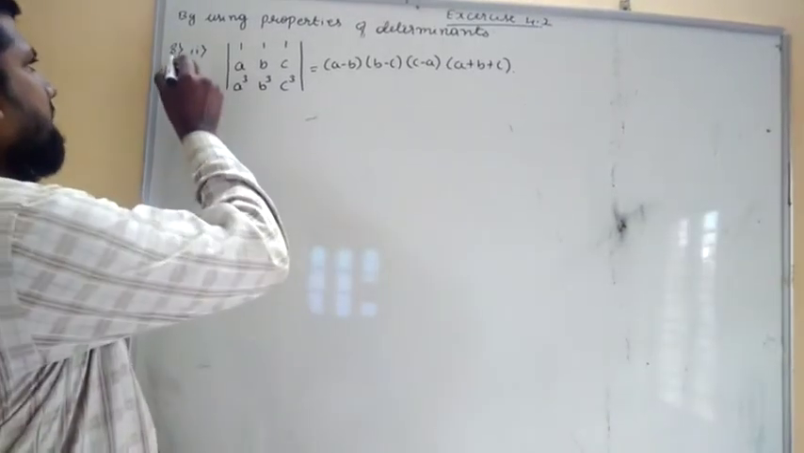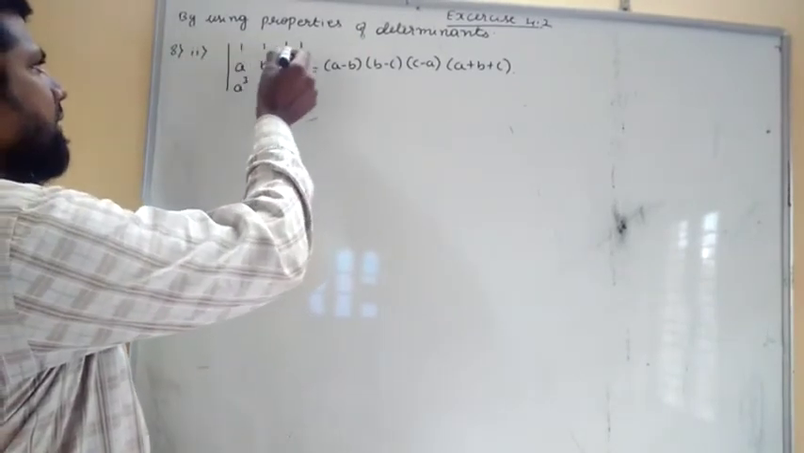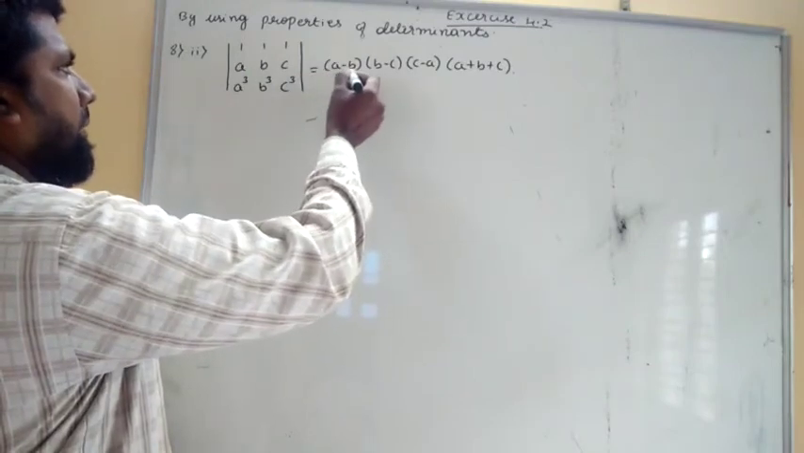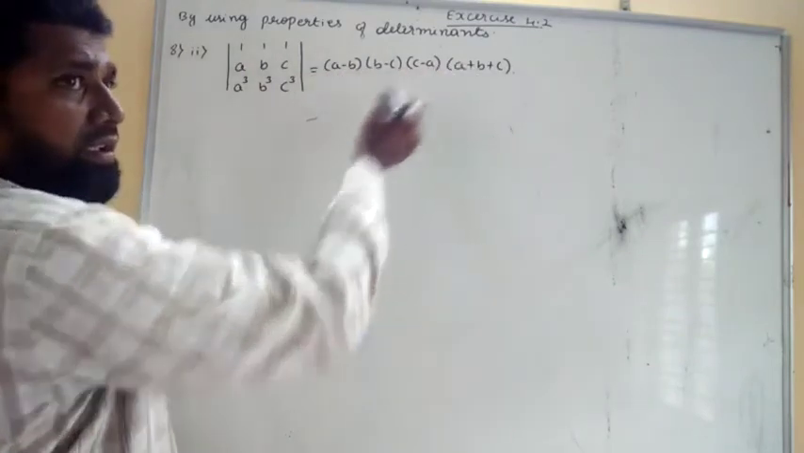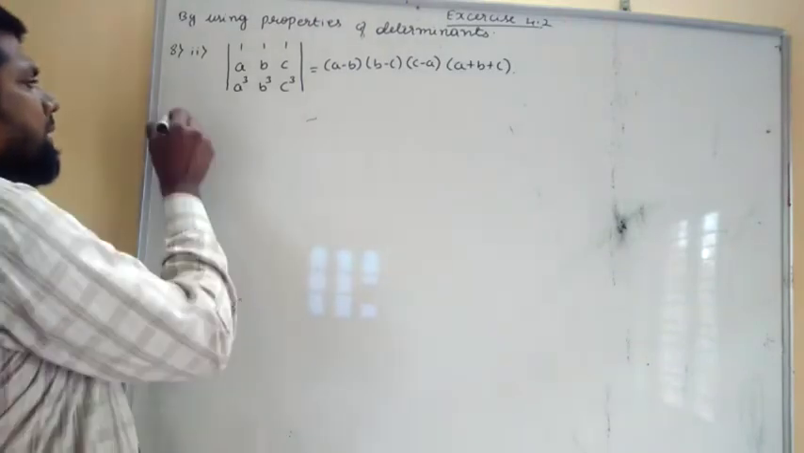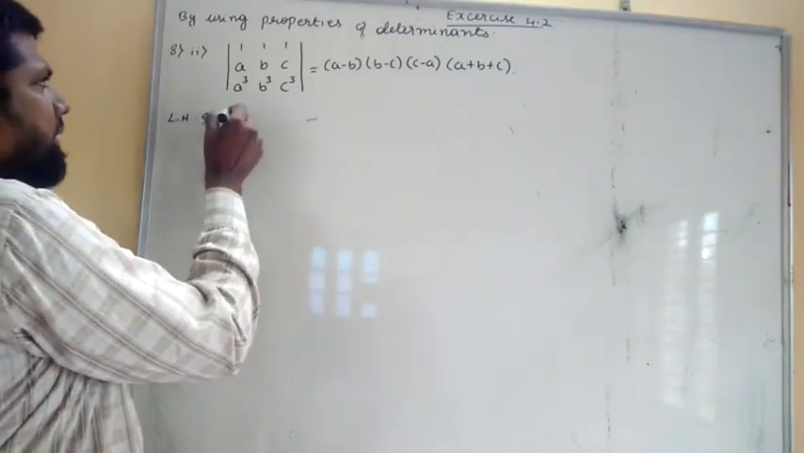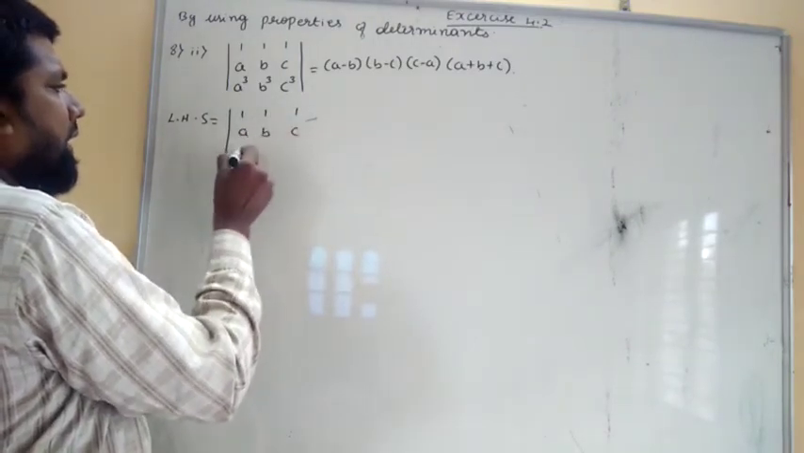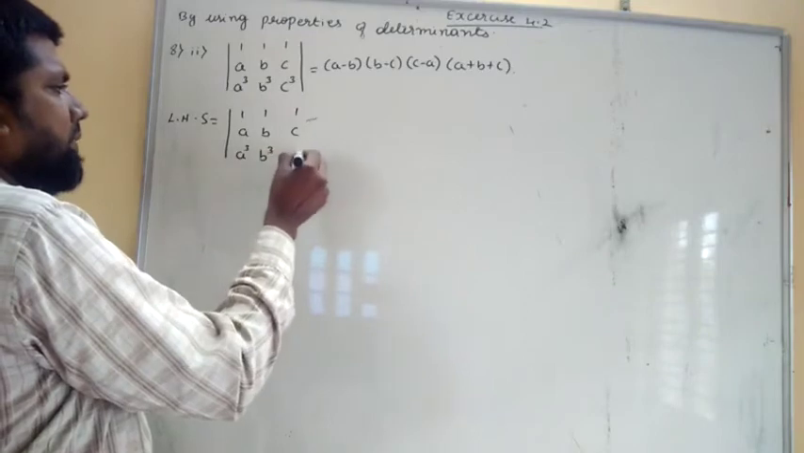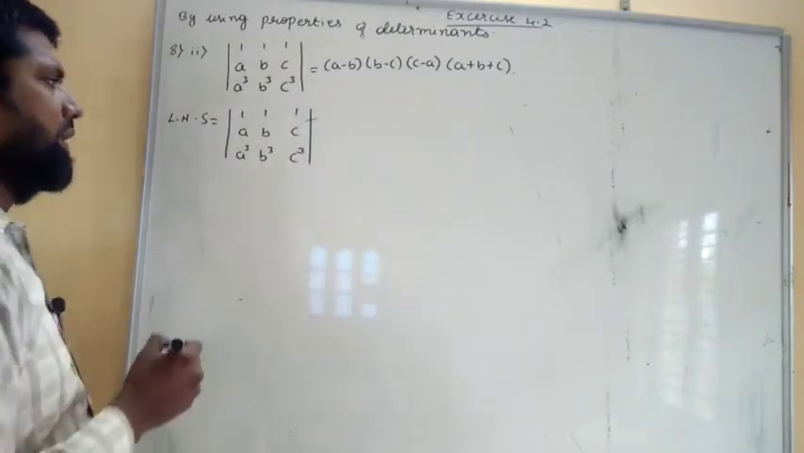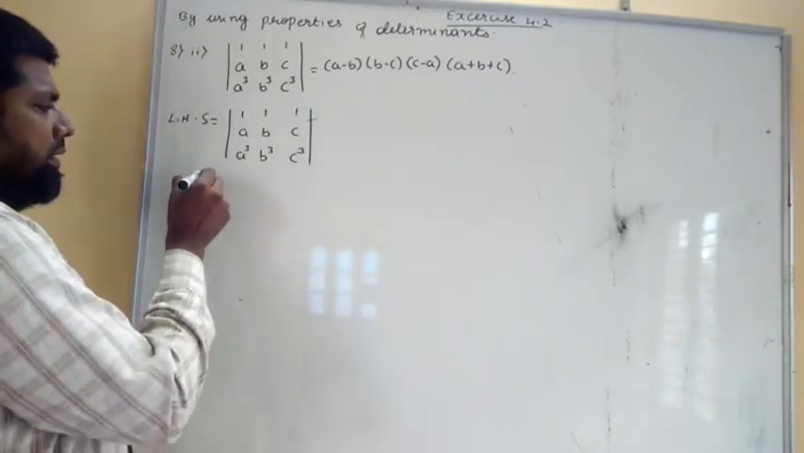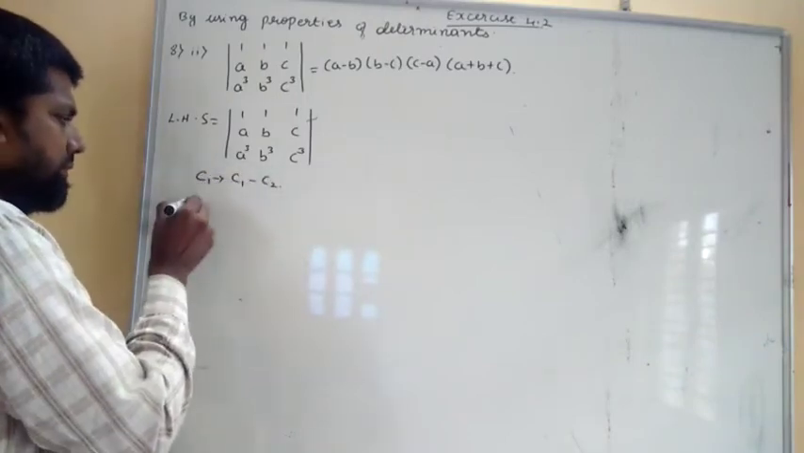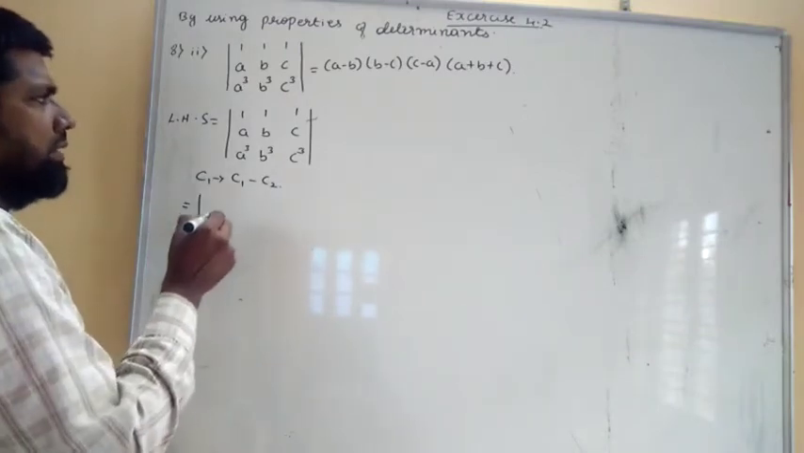So let us go for the 8th problem in 8th second one. 1 1 1, A B C, A cube B cube C cube is equal to A minus B, B minus C, C minus A into A plus B plus C. So let us take LHS here. LHS is 1 1 1, A B C, A cube B cube C cube. So you have taken LHS here. So column 1 changes to column 1 minus column 2. Column 1 changes to column 1 minus column 2.